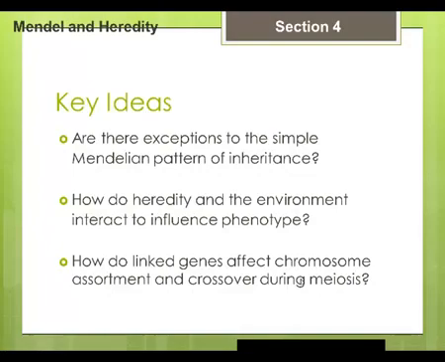Remember, phenotype is the physical trait that is expressed. Don't confuse that with genotype. And then, how do linked genes affect chromosome assortment and crossover during meiosis? And then remember, meiosis is that time where your sex cells are produced, where those cells are split, and we end up with half the number of chromosomes. So meiosis is that stage where we end up producing the sperm cells and the egg cells.